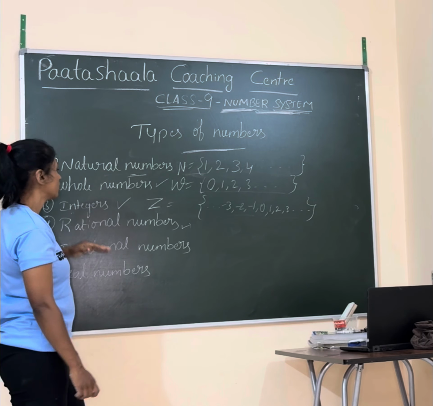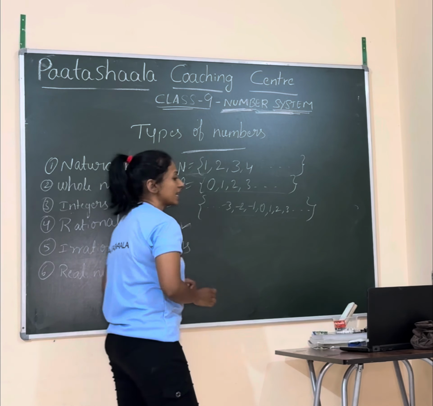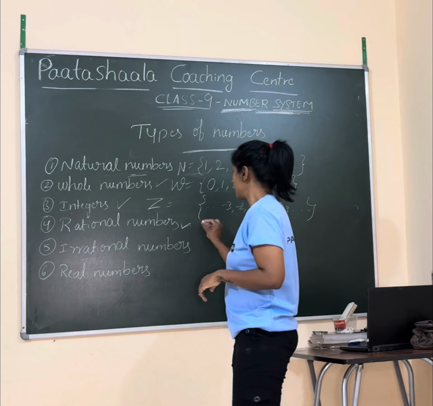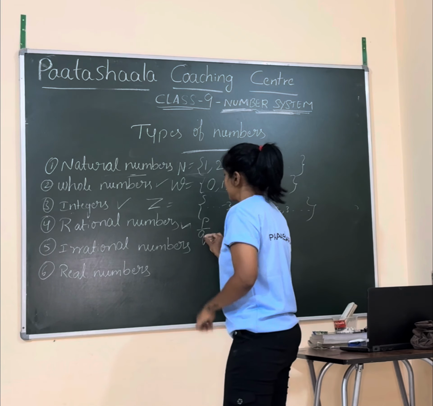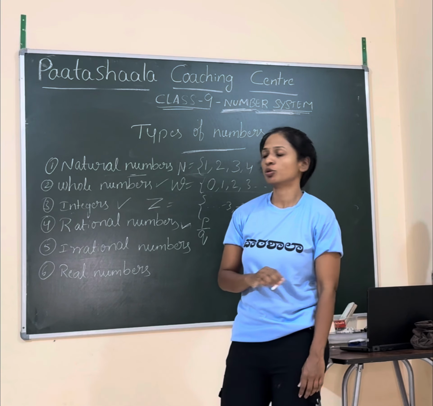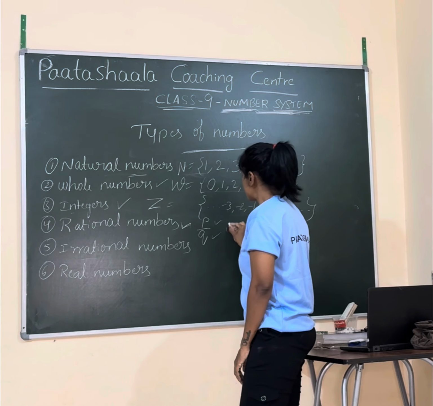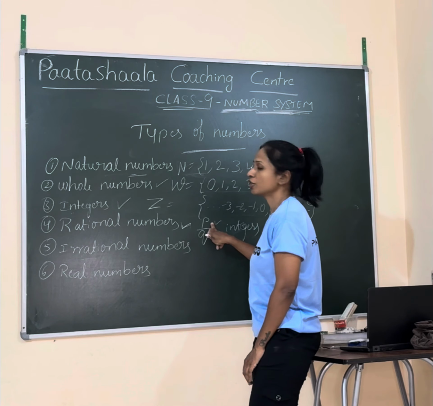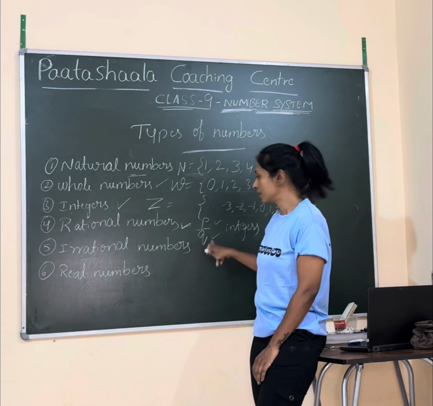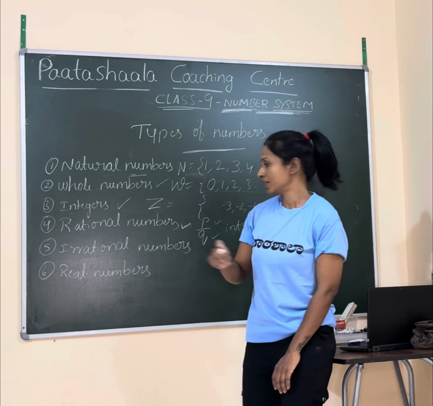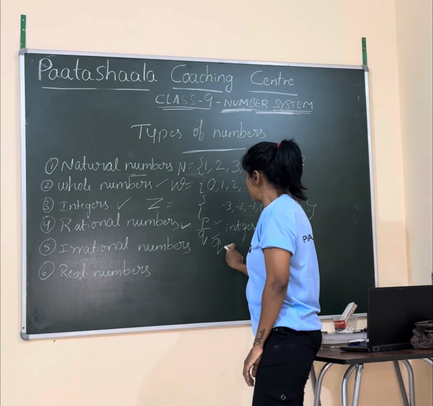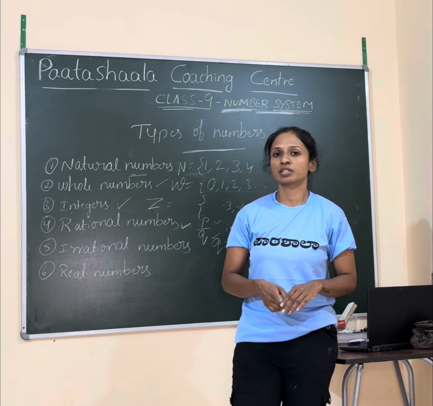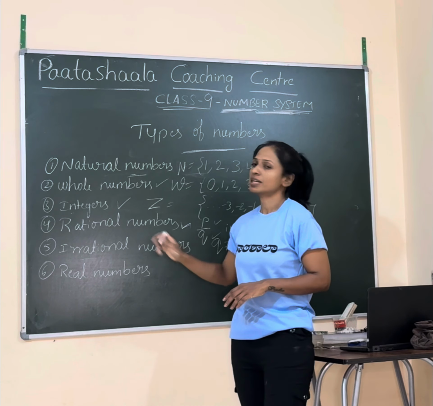Okay. So the fourth one is rational numbers. Rational numbers are the numbers which can be expressed in the form of P by Q, where P and Q must be integers. The number in the numerator and the number in the denominator both must be integers, and Q must not be equal to 0. The denominator must not be equal to 0. So these numbers are known as rational numbers.